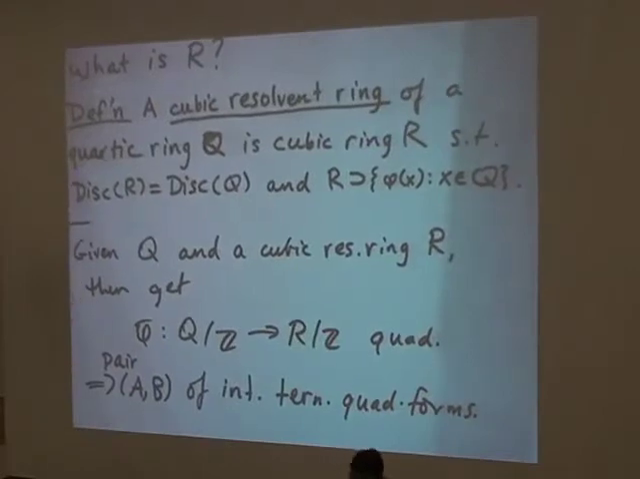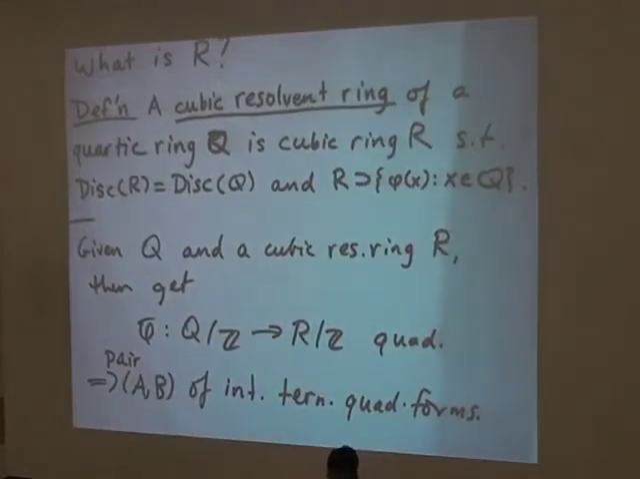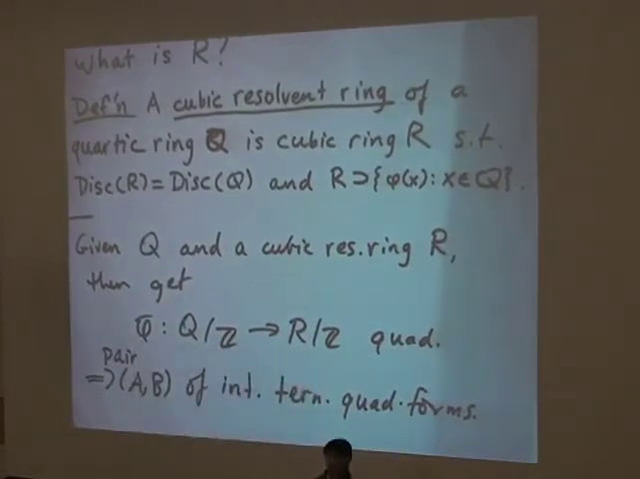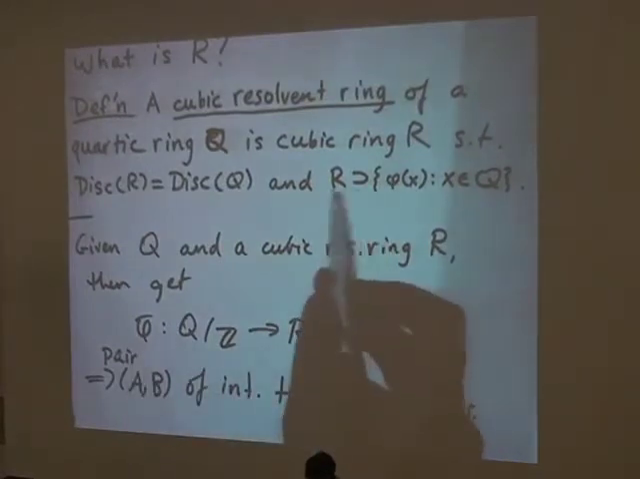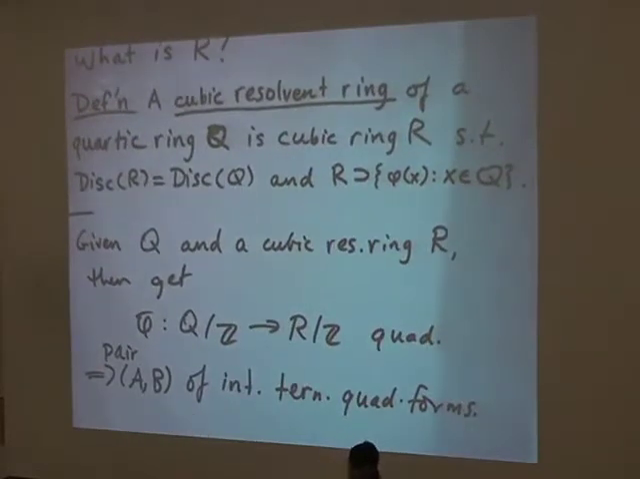Okay, so you have to choose a cubic resolvent ring, which may or may not exist, as far as we can tell now. But it turns out it does always exist, which I'll tell you about in a little bit. So once you pick such a cubic resolvent ring R, you get this pair AB of integral ternary quadratic forms by taking this map phi bar from Q mod Z to R mod Z. And that map exists because R, by definition, contains the image of phi.